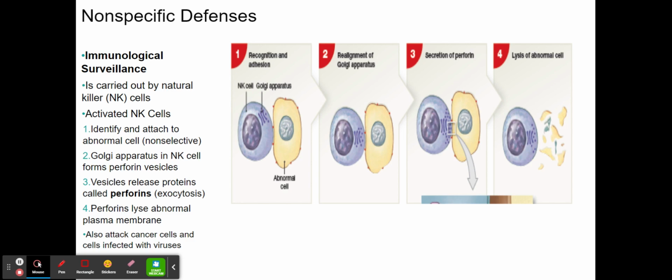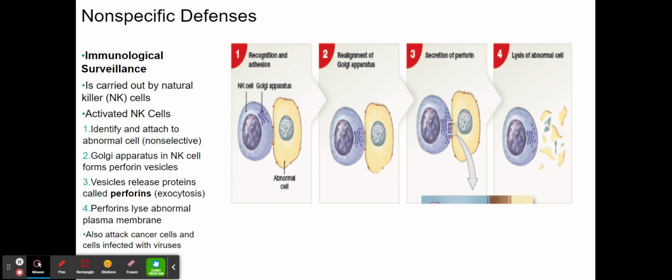2 is the realignment of the Golgi apparatus. The Golgi apparatus moves around the nucleus until the maturing face points directly towards the abnormal cell. The process might be compared to the rotation of a tank turret to point a cannon at an enemy. The Golgi apparatus then produces a flood of secretory vesicles that contain proteins called perforins. These vesicles move through the cytosol towards the cell surface.